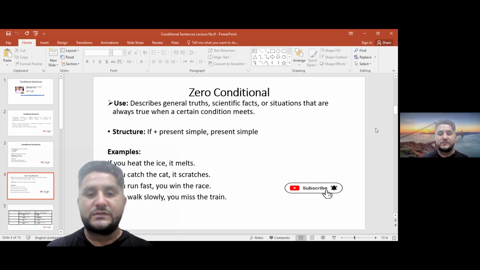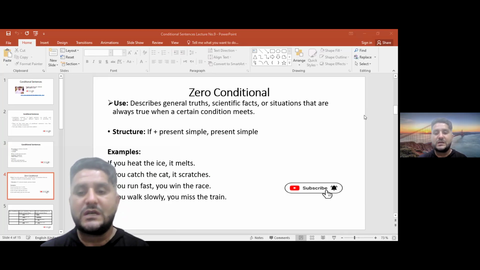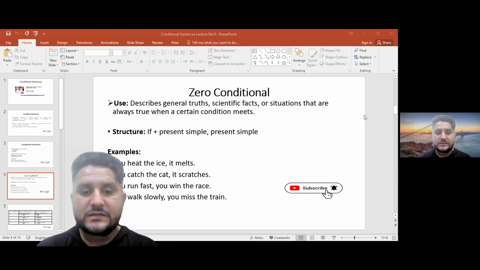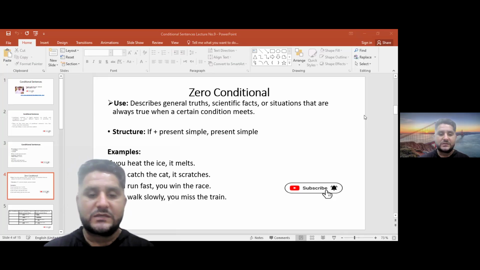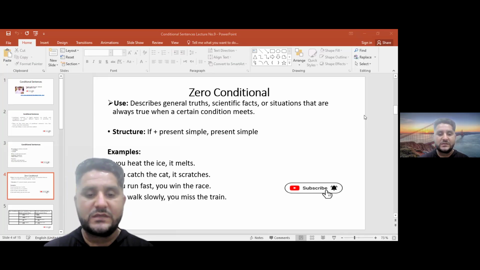Further, we move towards zero conditional, or type 0. It describes general truths, scientific facts, or situations that are always true when a certain condition is met. Structure: in the if clause, the tense is simple present or present indefinite. These are two names of the same tense. And in the main clause, again, there is simple present or present indefinite tense. Examples: if you heat the ice, it melts. If you catch the cat, it scratches. If you run fast, you win the race. If you walk slowly, you miss the train.